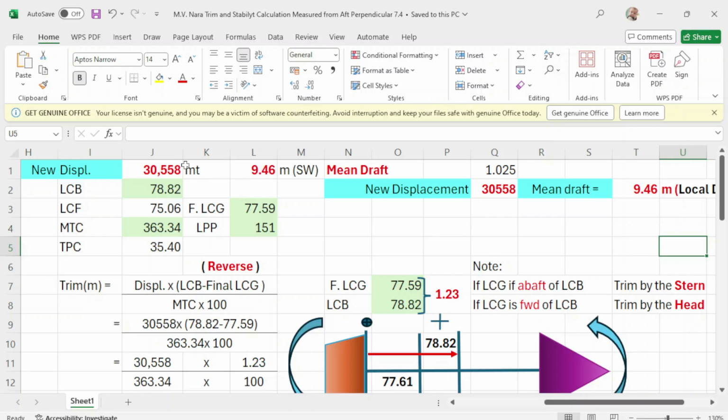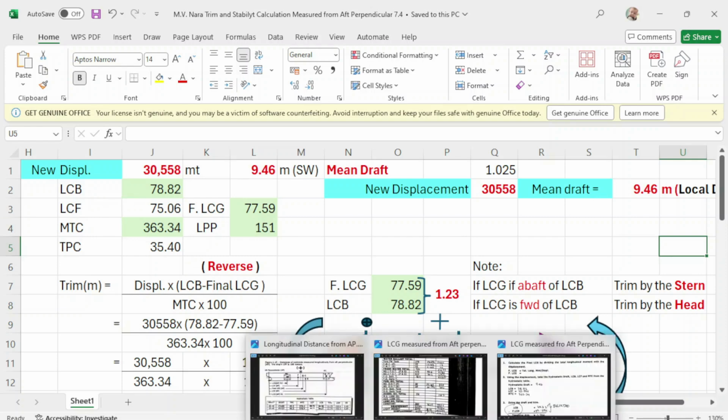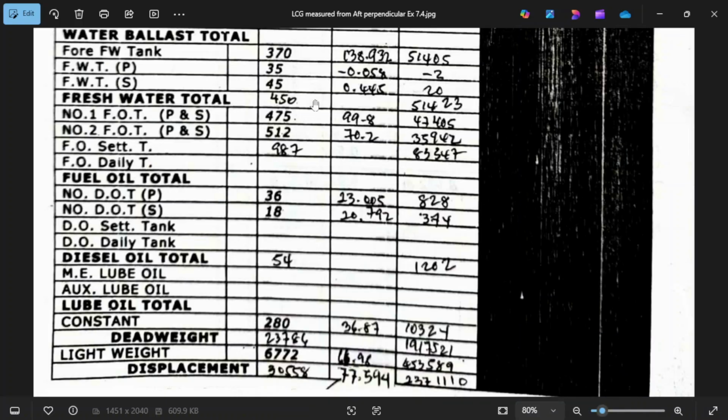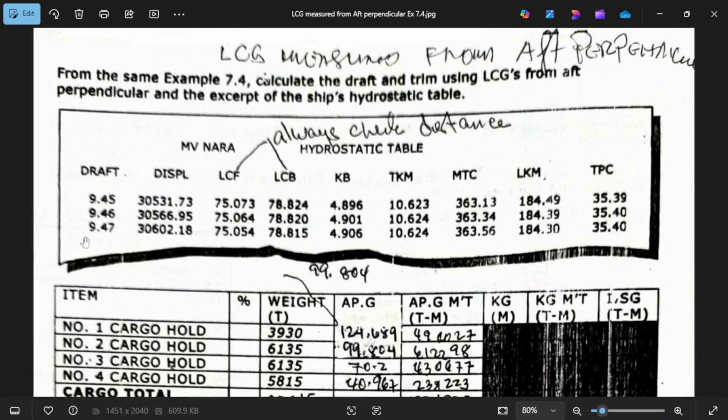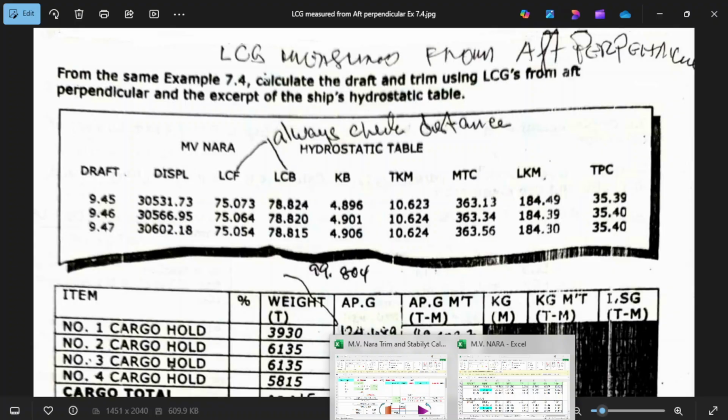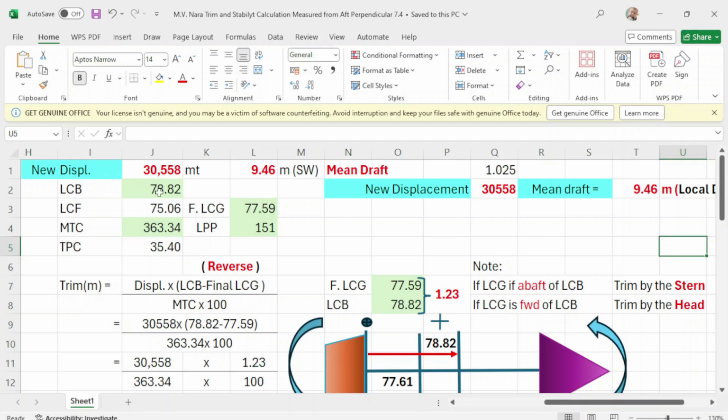9.46. Now we will get the corresponding LCB, LCF, MTC, and TPC. So let's go to LCB. Okay, LCB. Drop is 9.46, LCB is 78.82. And LCF is 75.06.